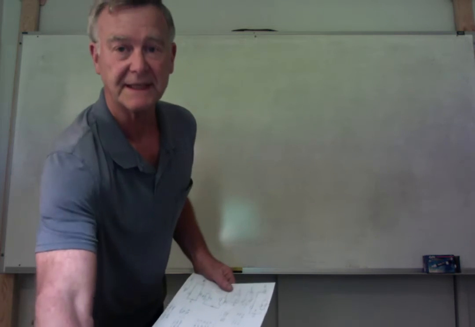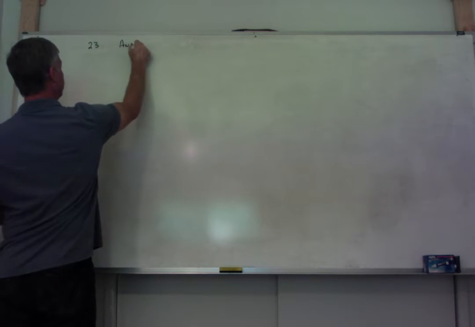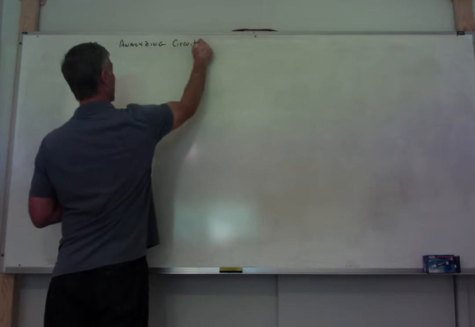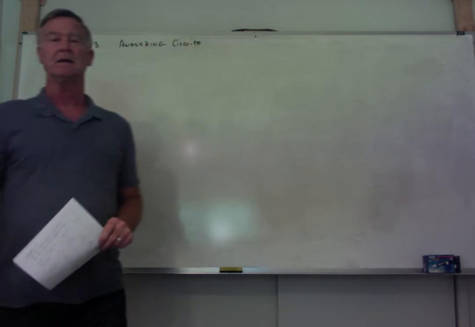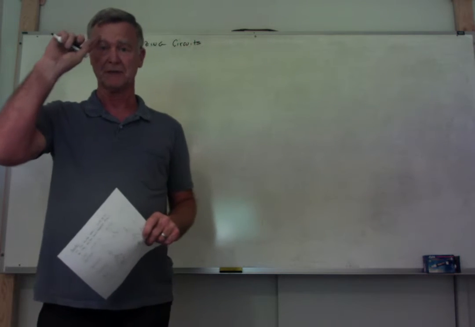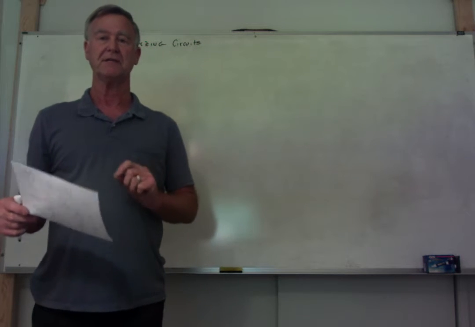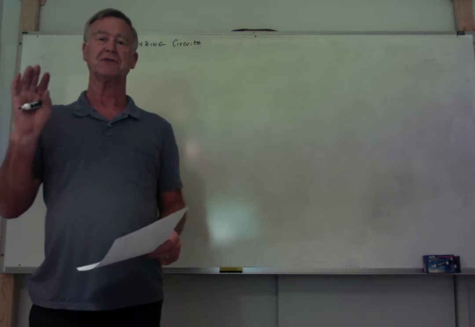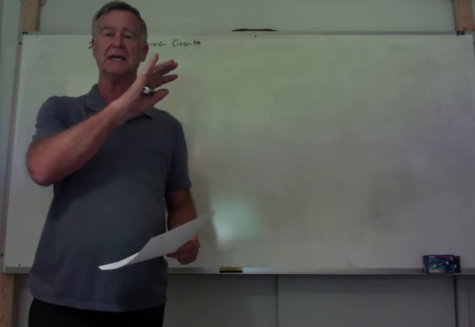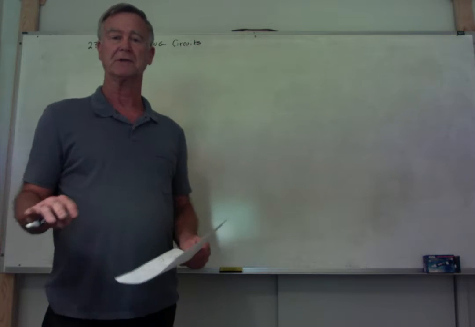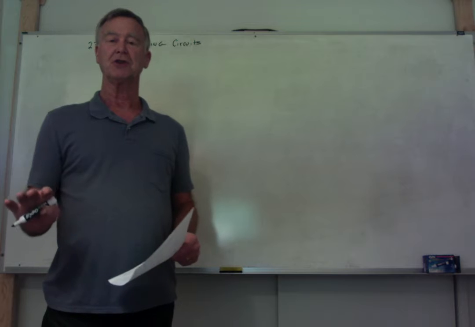Okay, this is a physics video off of chapter 23, and it has to do with analyzing circuits. But the circuits we're going to do are going to be combined series and parallel circuits. And what has to happen on these problems is that we have to simplify the circuit down to a single resistor, voltage, and current, and then work backwards. And I'm going to show you a couple of examples.